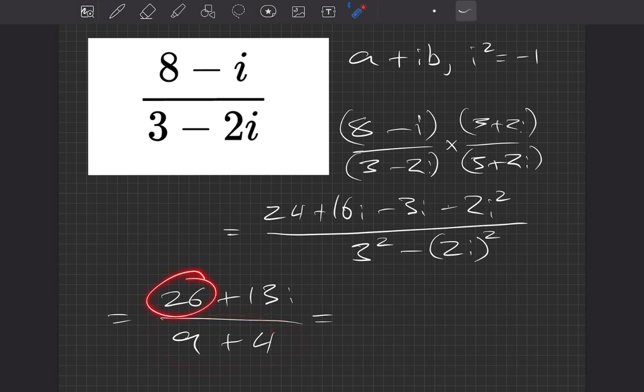So when we divide the 26 by 13, we get 2. And when we divide 13 by 13, we get 1. So this is just i. So altogether then, our complex fraction can be rewritten as 2 plus i. Spot on. Thank you very much.